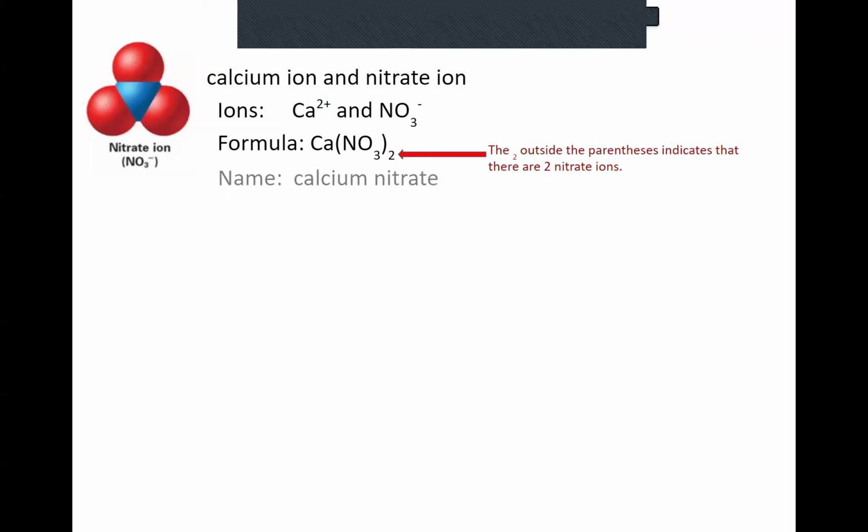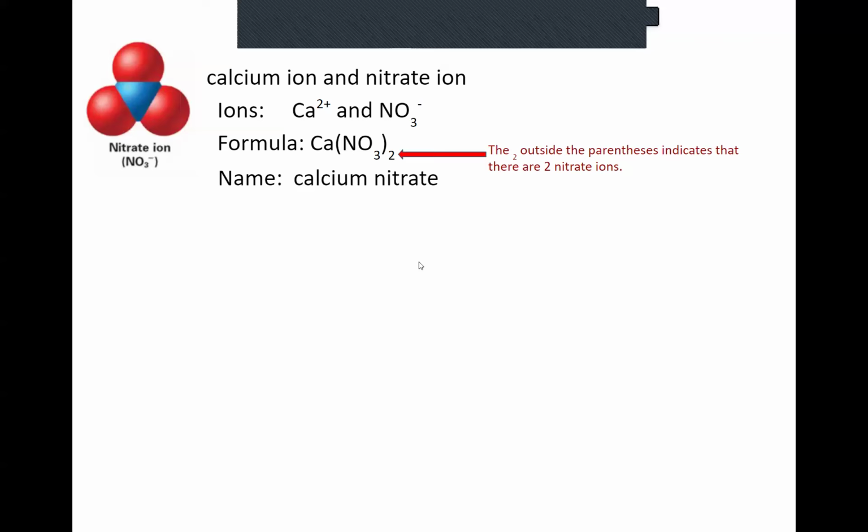Now for the nomenclature, whatever the positive ion's name is, write that down. And whatever the polyatomic negative ion's name is, write that down. There's nothing else in terms of endings that you need to worry about. Like with binary ionic compounds, you needed to change the ending to "ide." Here, the name of the polyatomic ion already ends with the proper ending. So nitrate, we just leave it as nitrate. This one is calcium nitrate.